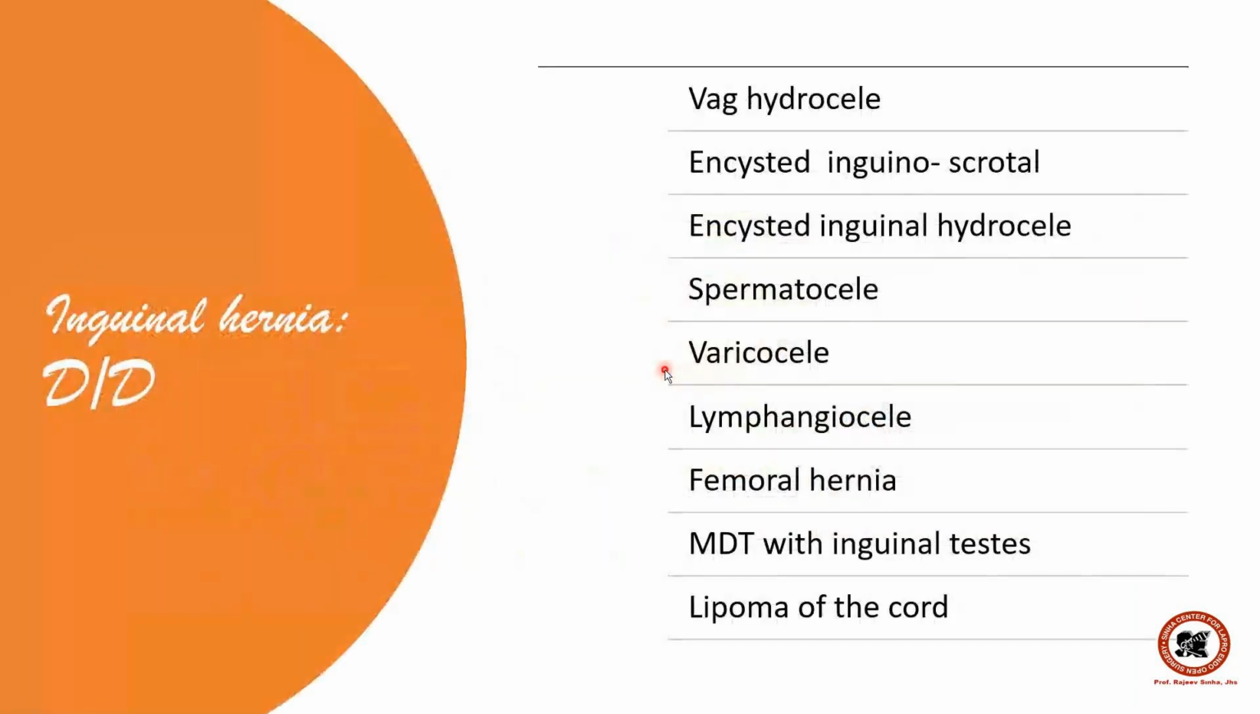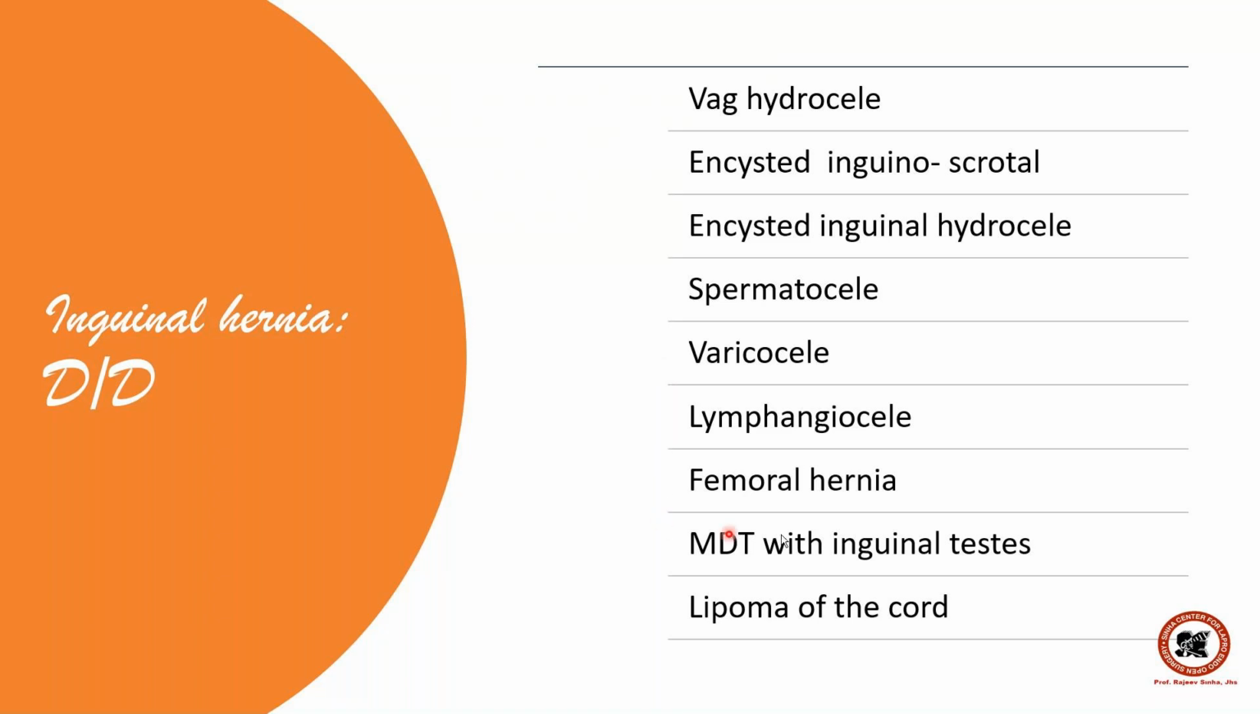Now, coming to the differential diagnosis, if it is a hernia, could it be something else? Yes, it could be a number of other things. You're looking at a vaginal hydrocele. But more important, you're looking at an inguinoscrotal encysted hydrocele, or an encysted inguinal hydrocele, or an encysted abdominoscrotal hydrocele. That means there's a large sac which has gone from the scrotum into the inguinal region and gone retroperitoneally. A very, very large sac. Apart from that, you can be looking at a spermatocele, a varicocele, lymphangiocele, a femoral hernia. You could be looking at a maldescended testis.